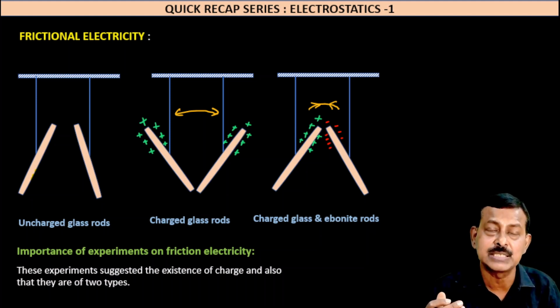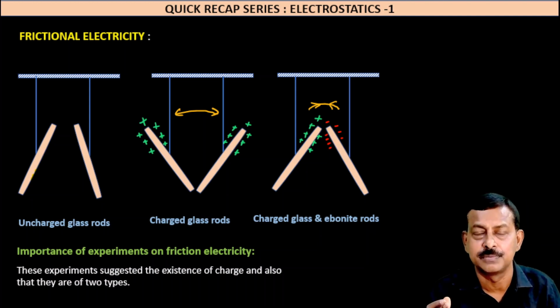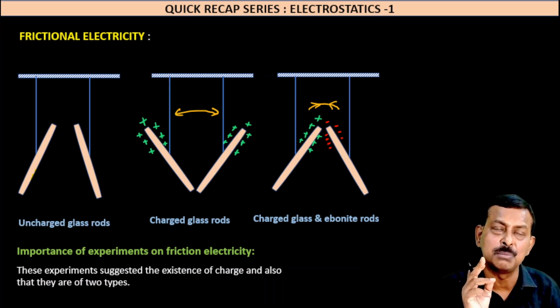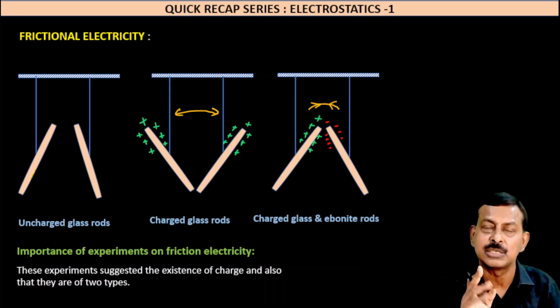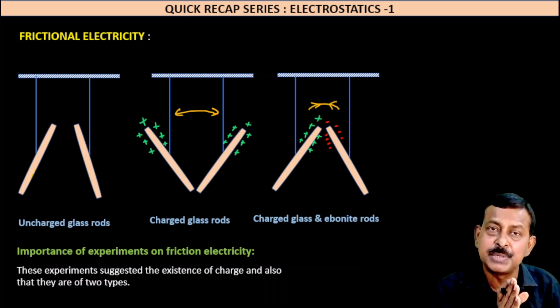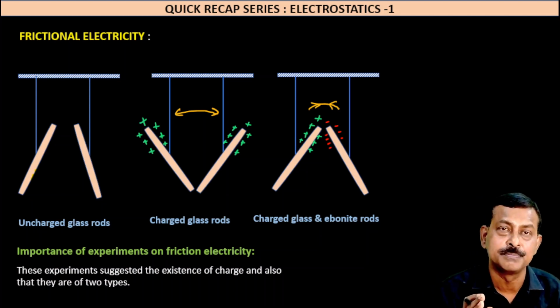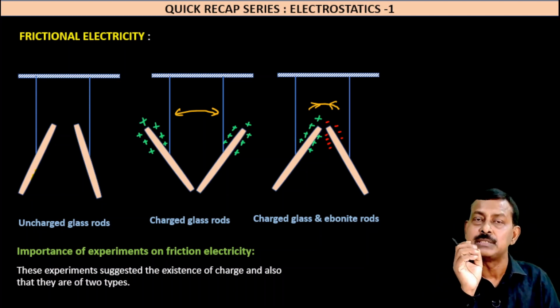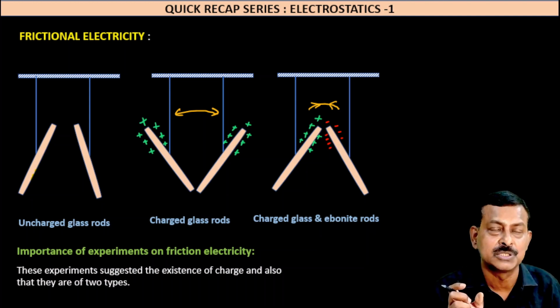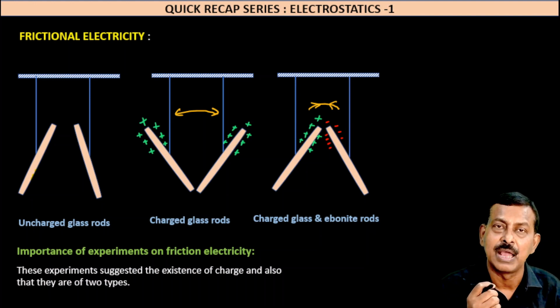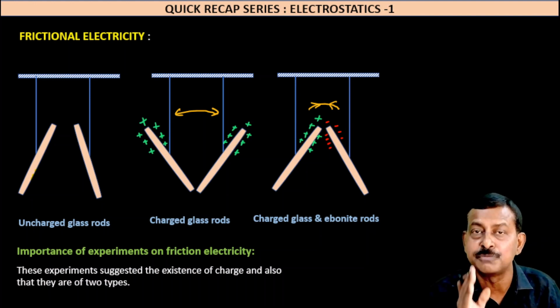Because this we notice only when they are rubbed. If it is only mass, in that case they could have got attracted in any orientation or in any case, not only after rubbing. So they concluded that due to rubbing, there must be some change in the material. And whatever is happening in the glass rod is different from what is happening in the ebonite rod. So that means the changes are of two types. And then they concluded that it is due to the charge, and also that the charges are of two types.